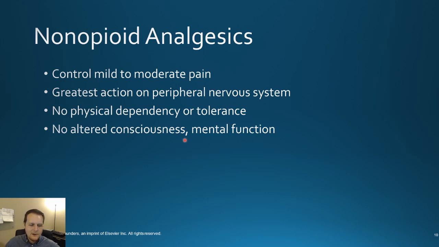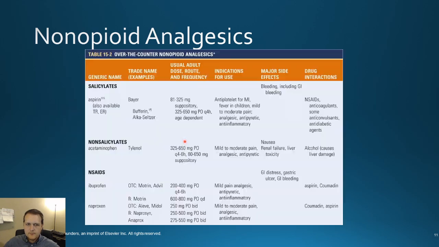If I was giving a patient something like an NSAID, like ibuprofen, I have no problem with them going off and driving. If I give them an opioid like morphine, they are definitely going to be impaired, and they should not get behind the wheel of a car. So that is kind of the two big differences between the opioids and non-opioid analgesics.